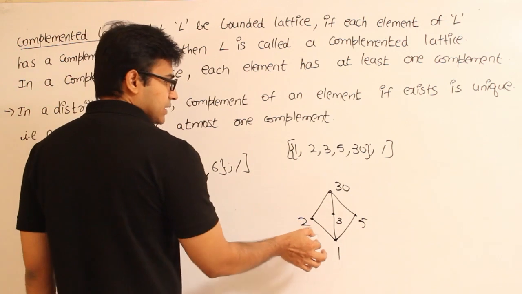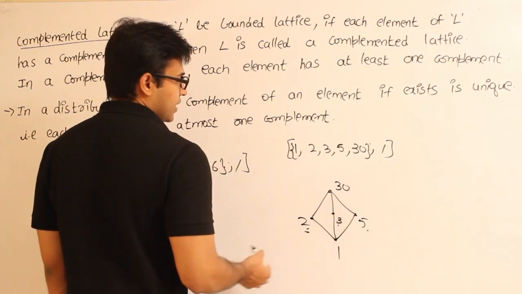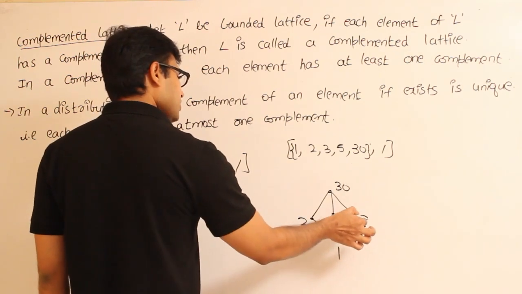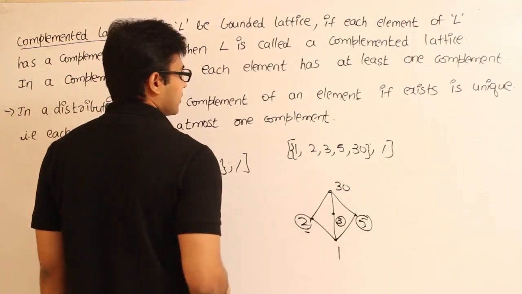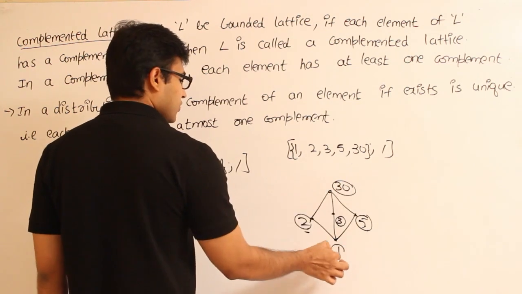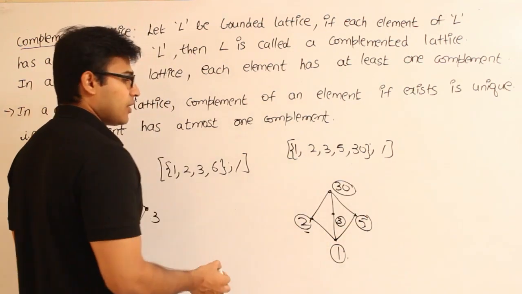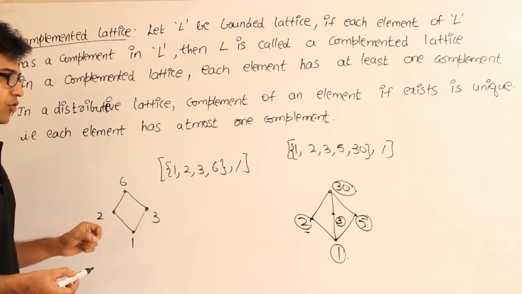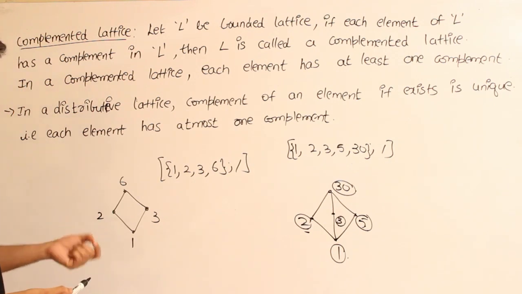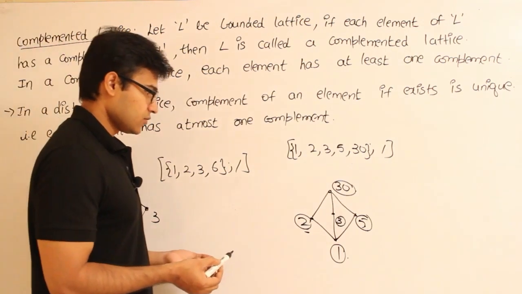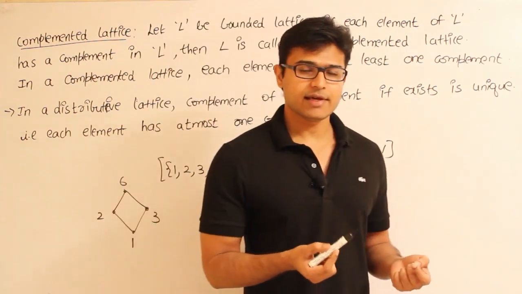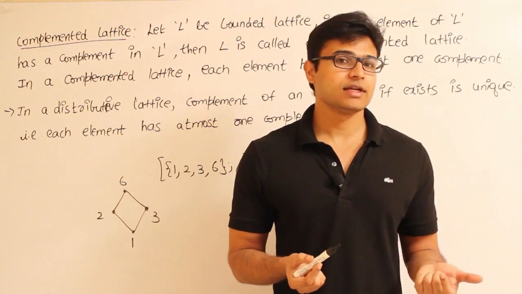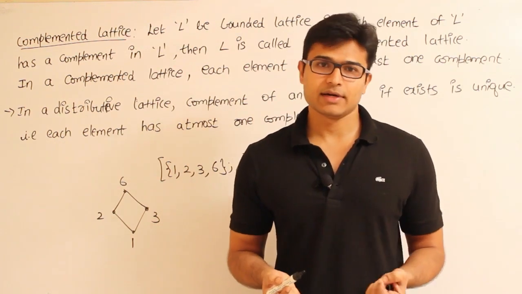Alright, now see the complements. The complement of 2 is 3 as well as 5, the complements of 3 are 2 as well as 5, and the complements of 5 are 2 as well as 3. The complement of 30 is 1 and the complement of 1 is 30. Now in this case, every element has a complement, and moreover some elements have more than one complement. That is not an issue. The only thing that matters is every element should have at least one complement. Even if you have more than one complement, the lattice is still a complemented lattice.